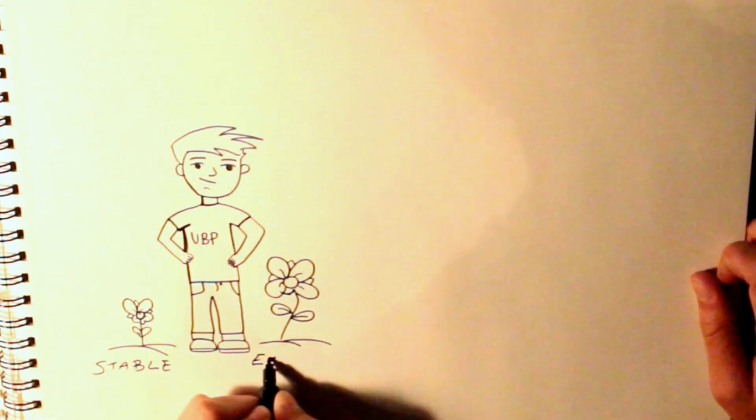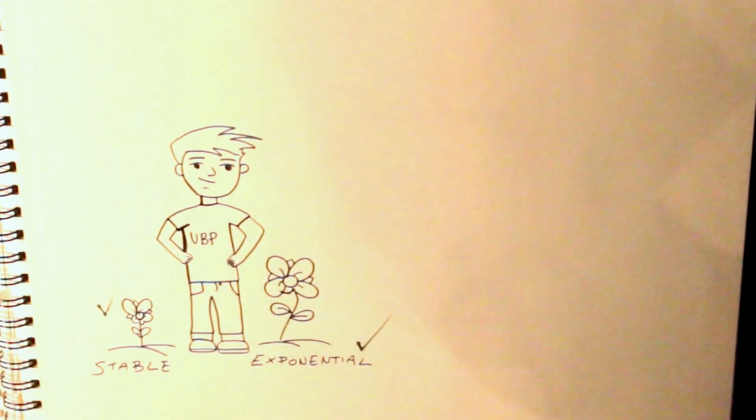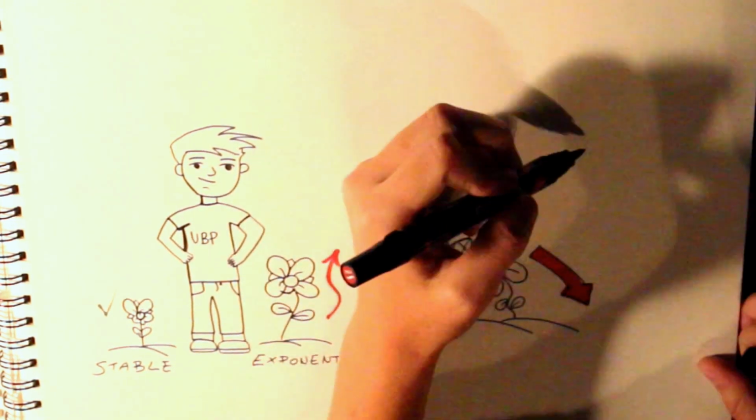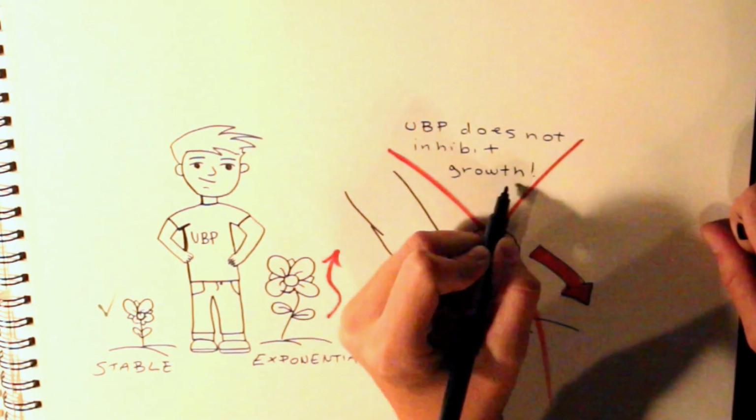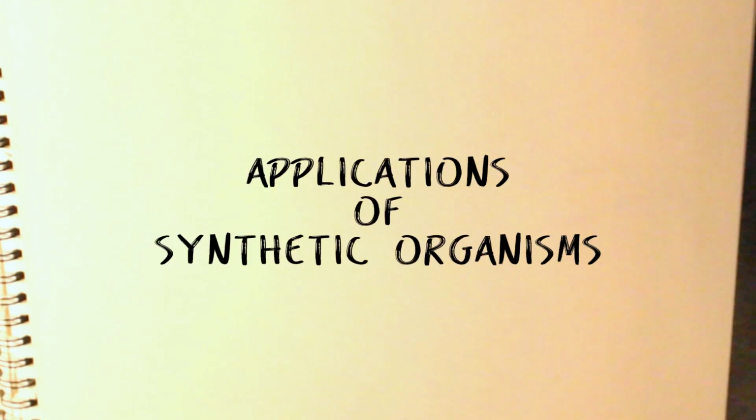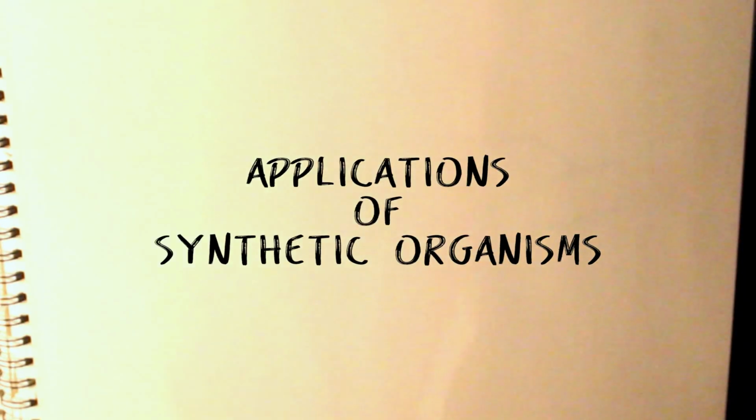The UBP proved to be stable during exponential growth and stationary growth. Additionally, UBP presence did not result in reduced growth. Synthetic organisms have many significant applications.